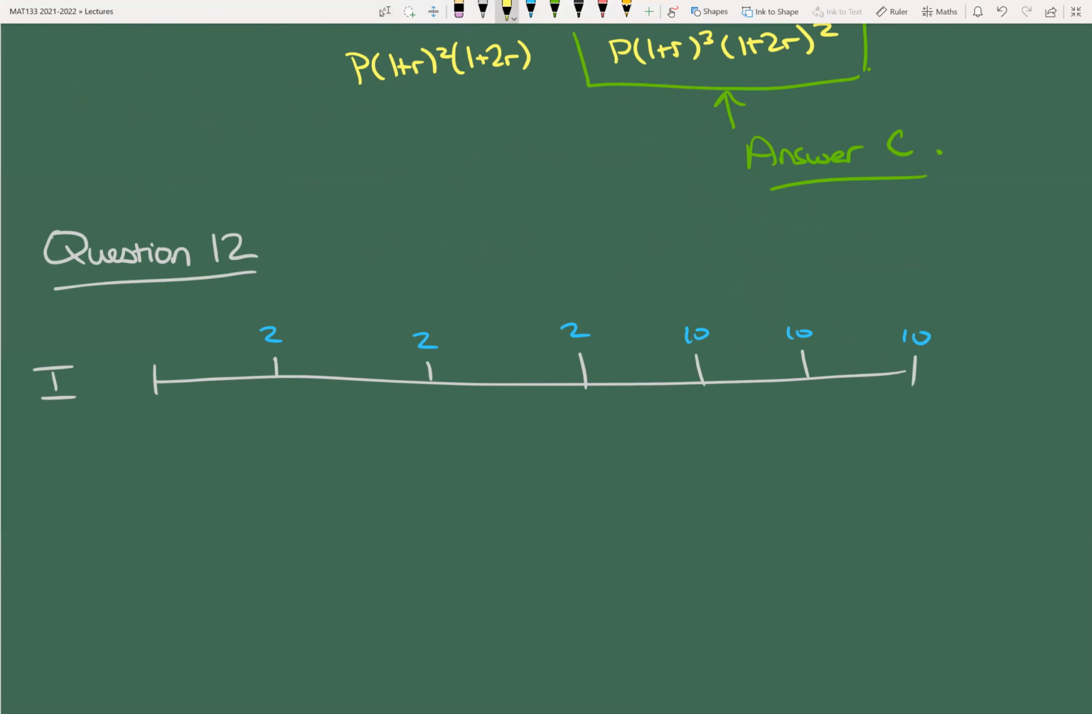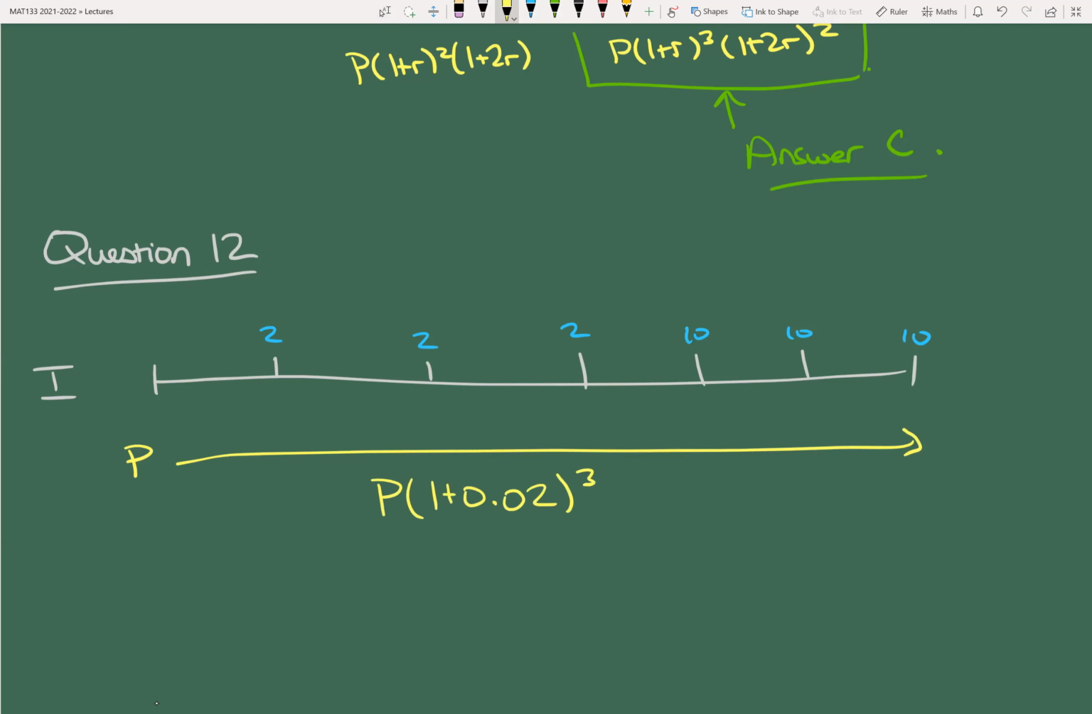And so if we take a principal P and we push it forward, we're going to pick up a 1 plus 0.02 to the power of 3 and then a 1 plus 0.1. Well, how do I do this? I don't want to write out all 6 terms. Yeah, exactly. Someone tell me if you want me to go through it in more detail. I don't want to write it out for every single step, but I will if it is going to help someone.